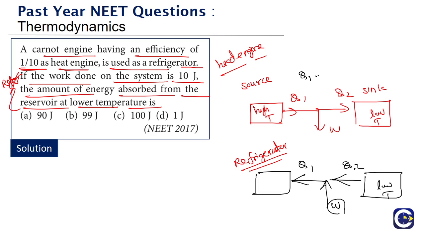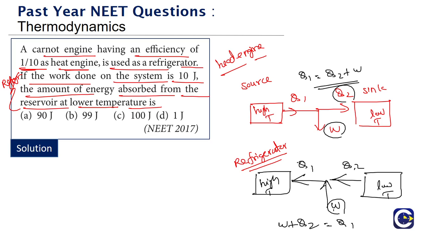Here you can see one interesting thing. Q1 will be equal to Q2 plus W. The total heat that we derived will be equal to the work done plus the heat that is rejected. Here also you see W, the electrical work done, plus heat taken from the low temperature will be equal to heat given to the high temperature. So in a refrigerator, we take heat from the low temperature and give it to the high temperature. It is just the reverse.